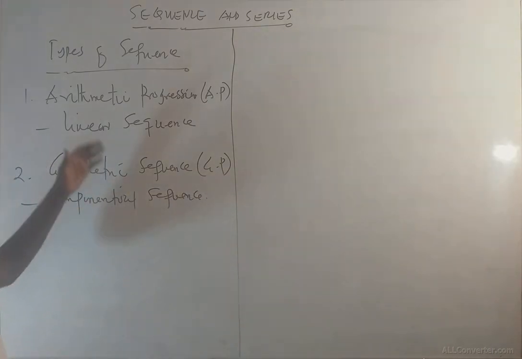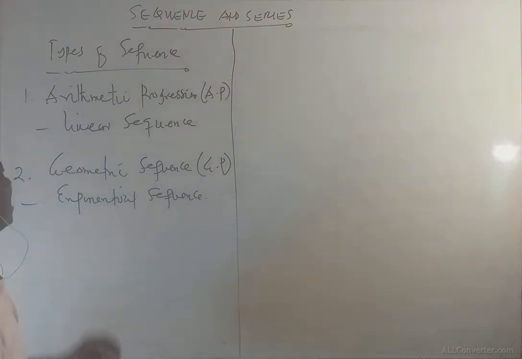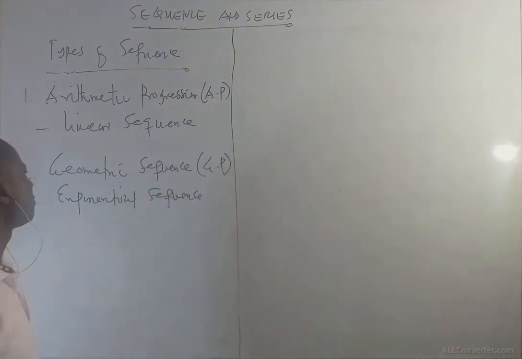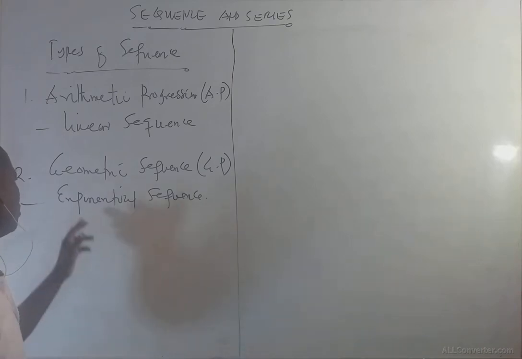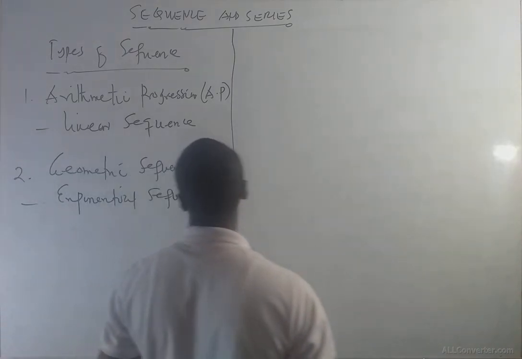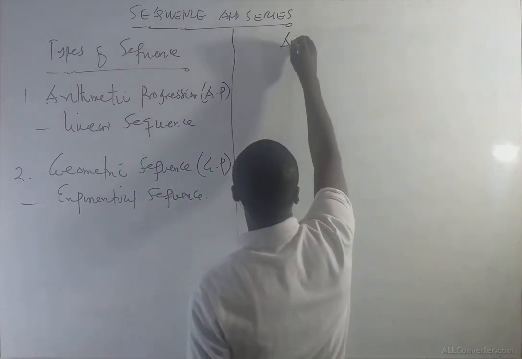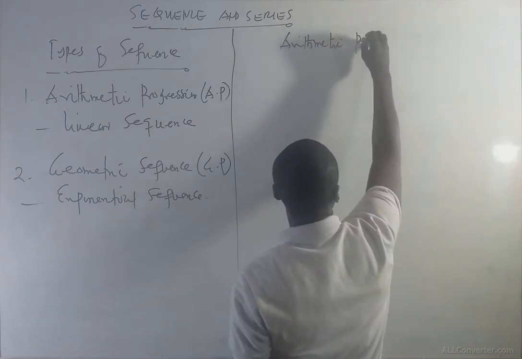We have other types of sequence, but in this particular level, we are looking at the arithmetic progression, the linear sequence, also known as the AP, and the geometric sequence, which we call the GP, or the exponential sequence. So now we are going to look at the arithmetic progression, or the linear sequence.